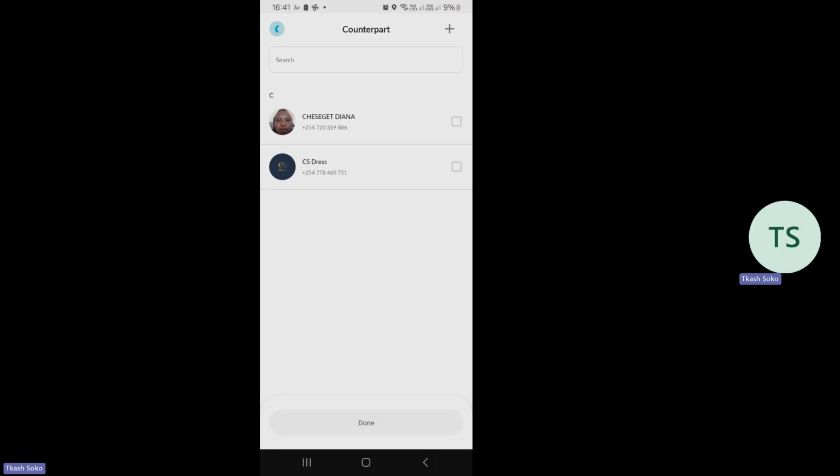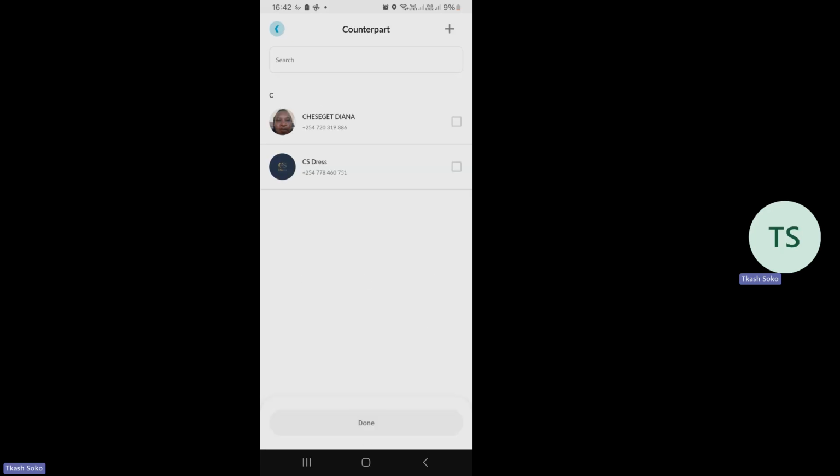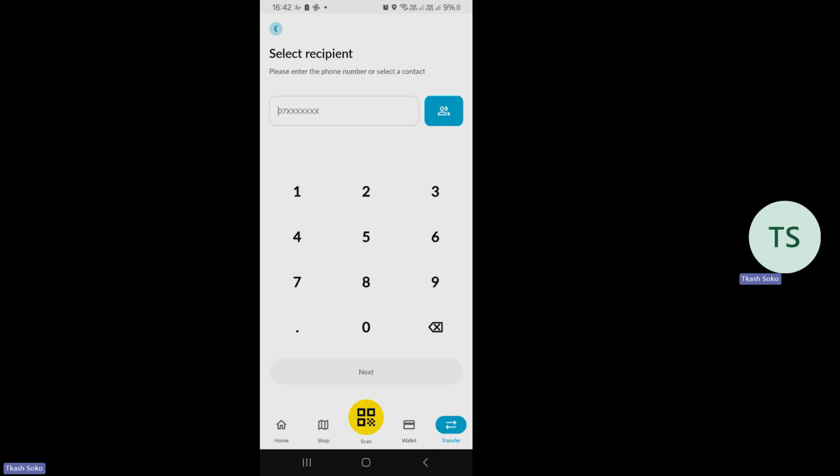For example, unaona I have been transacting with Diana and CS Dress. CS Dress is a shop that is a friend of mine. So I can do transactions with them at any given time. Nitabonyeza tu hapo and then I just access their numbers quickly. So hiyo ni numbers ambazo umekuwa ukitransact nazo. So in this case, I just want to put my own phone number.